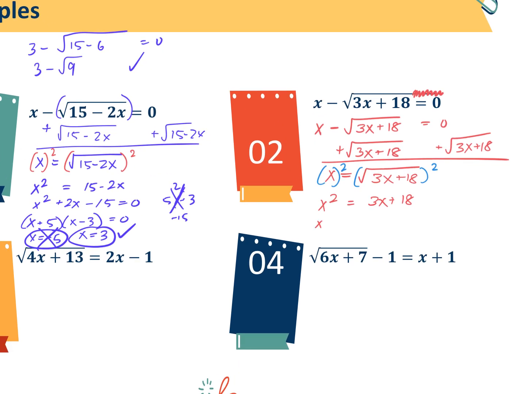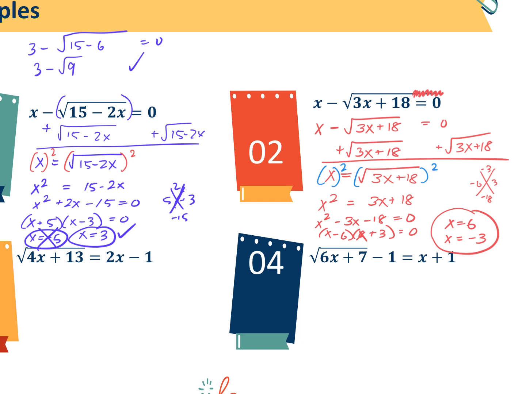So again, I'm going to subtract 3x from both sides and 18. And the right side will clear out, the left side will get everything, and then I'm ready to factor. So again, my product has to be negative 18, and my sum is negative 3. So minus 6 and positive 3. So x minus 6 times x plus 3 equals 0, and that means that x is 6 and x is negative 3.